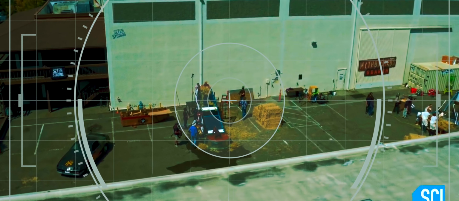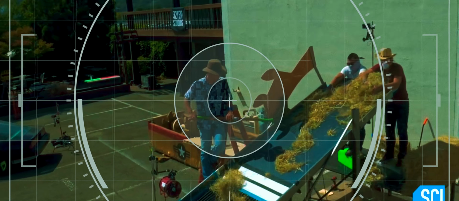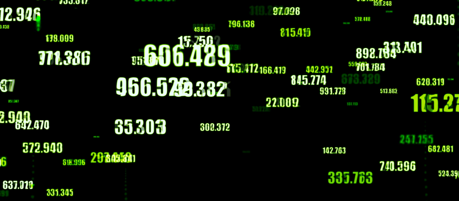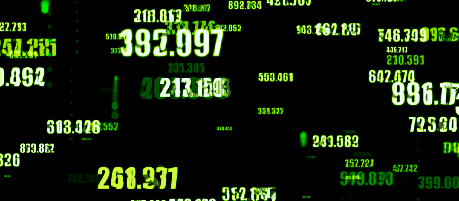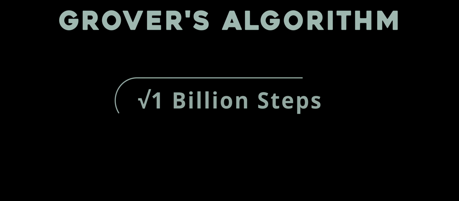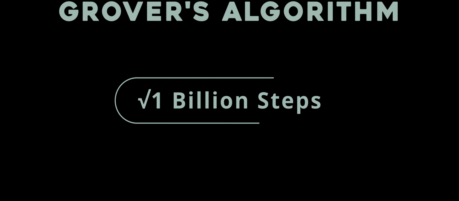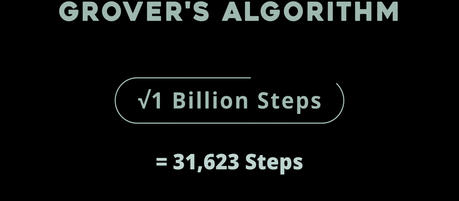Now, let's apply this algorithm to the needle in a haystack problem. Suppose we have a list of 1 billion phone numbers, and we want to find a specific phone number. Grover's algorithm would search the list in only square root of 1 billion steps, which is approximately 31,623 steps. This is much faster than the classical approach of searching each number one by one.